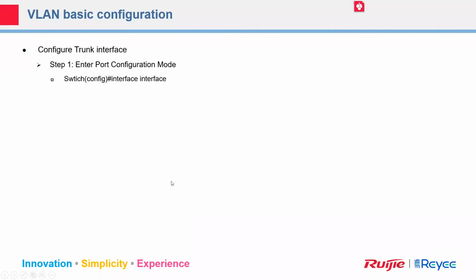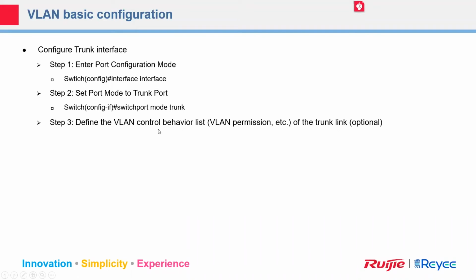About the trunk, you also have to enter the interface and switch the mode to trunk, and pay attention, you have to add the control behavior. For example, maybe remove, or maybe allow some VLANs alone. About the trunk, you only allow the VLANs in your interface, then the trunk interface can forward the traffic with the tag. Otherwise, it cannot.